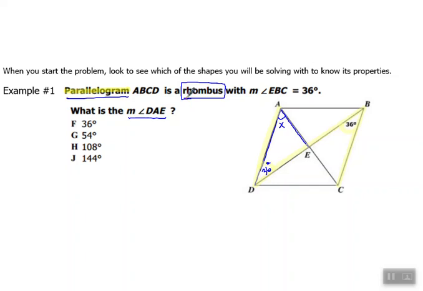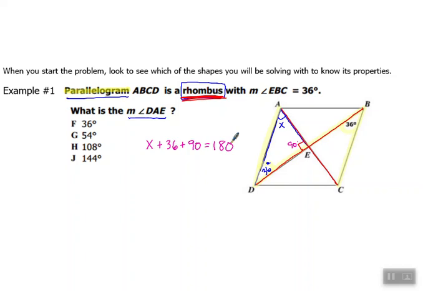Also, because I have a rhombus, I know that the diagonals are perpendicular. Perpendicular means that there's a right angle here. So notice that I've got this triangle here. And it's important to see we have a triangle because we have to remember that the angles inside a triangle add up to 180 degrees. So the x plus the 36 plus that 90-degree angle right there equals 180 degrees.